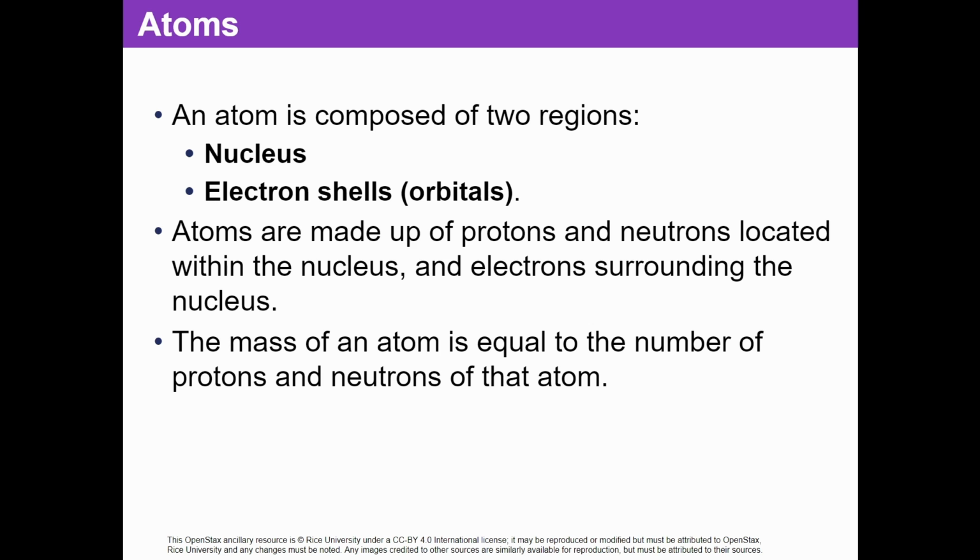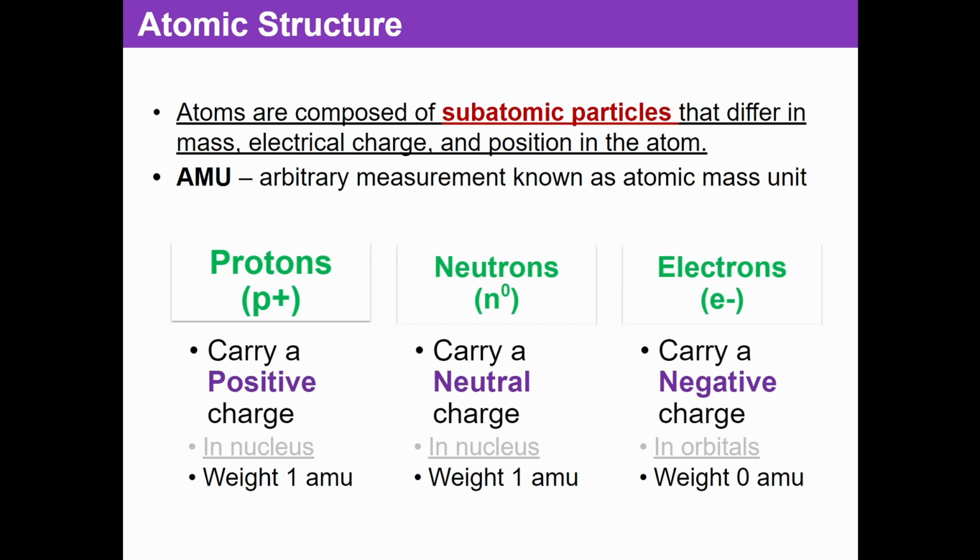And if we were to add the mass of each atom together, we would actually be looking at just the protons and neutrons. Even though they're small, they're bigger than electrons, and they're all that is added together to get the mass of an atom. So that's why the mass of an atom, again, is equal to the number of protons and neutrons in that atom. So let's look at atomic structure in a little bit more detail.